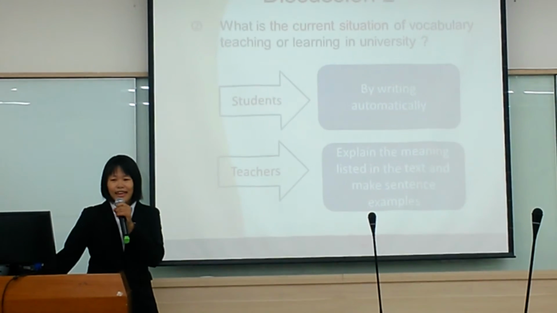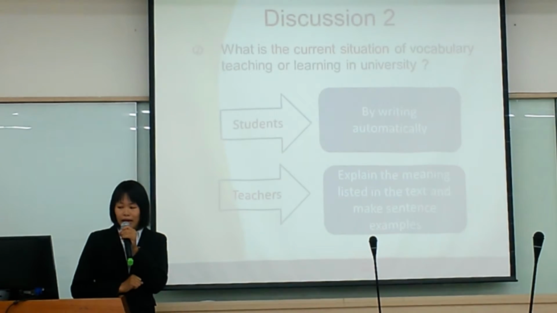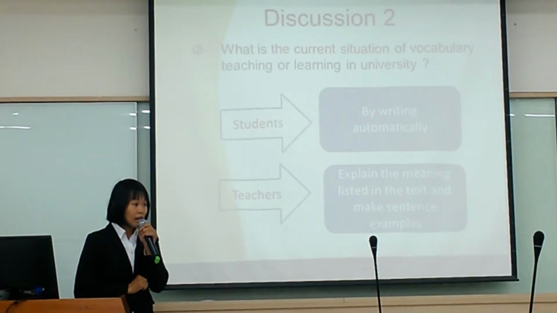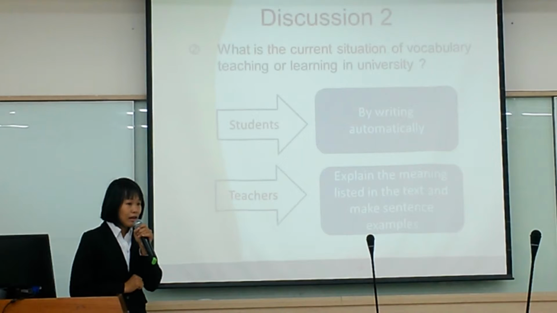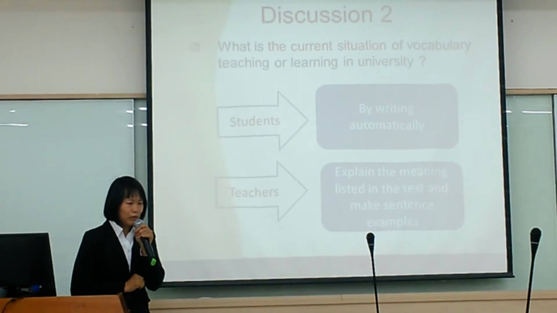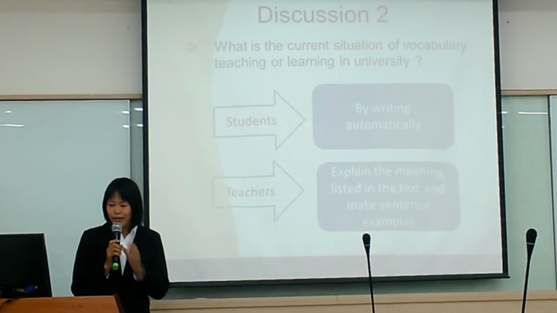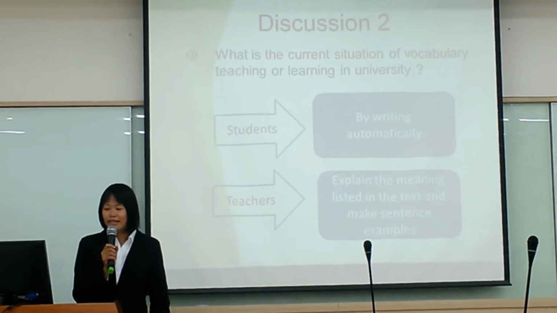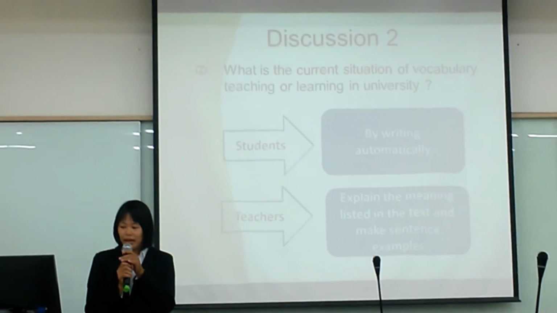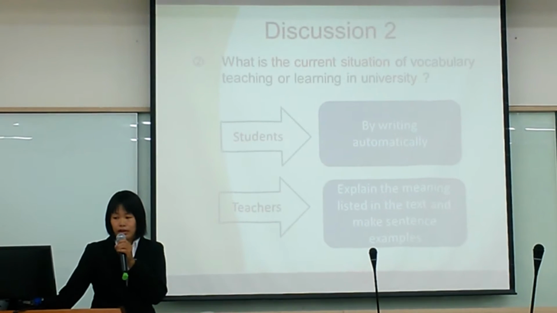Important for students and teachers. For teachers, they think they have to explain the meaning list in the text and the next sentence example. This is for teachers, for the current situation.